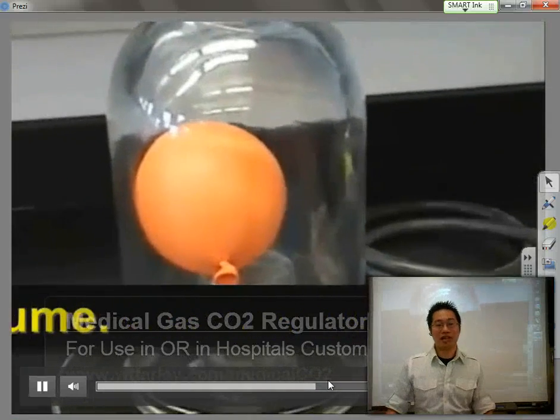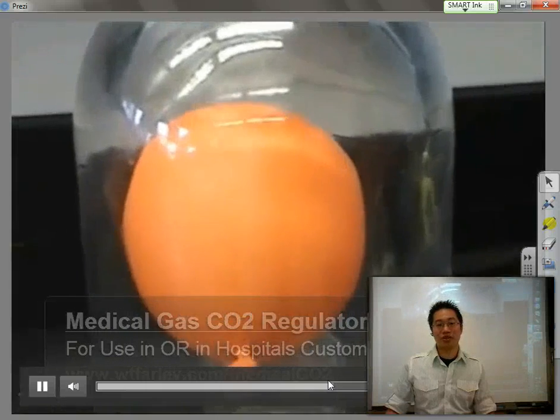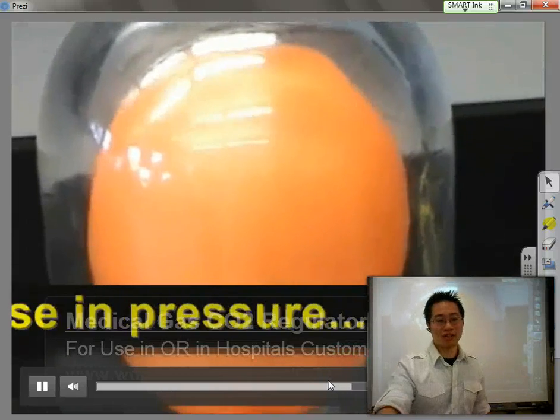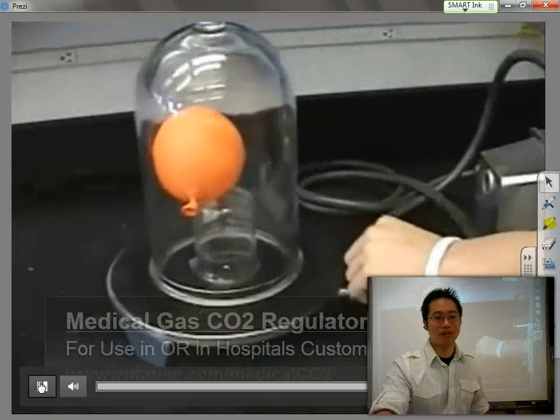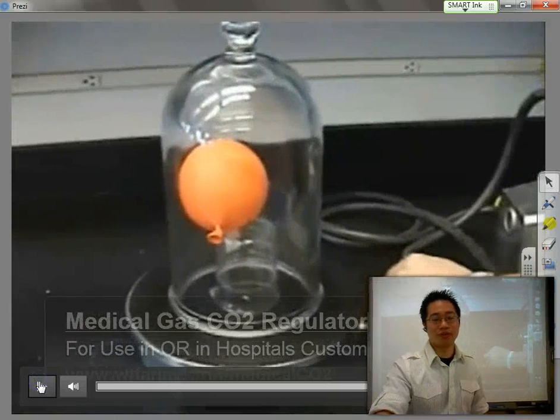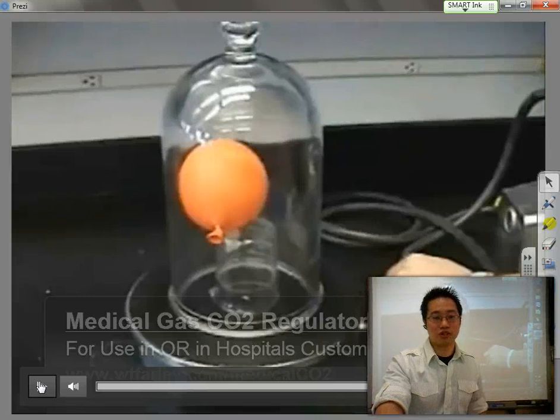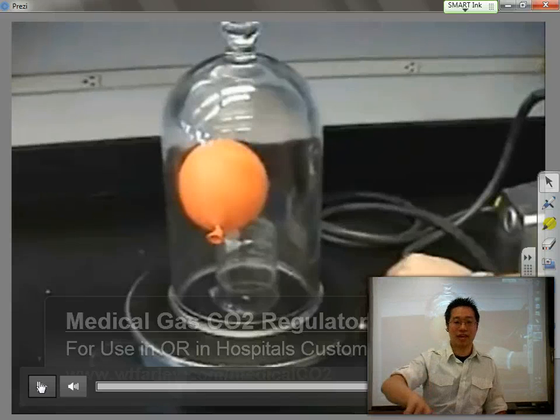As you can see, as the pressure outside is decreasing, the volume of the balloon is increasing and increasing. And this is just a quick example of Boyle's Law. Afterwards, they let the air back into the glass jar, and the balloon shrinks down to its original size. So as the pressure went up, the volume went down.